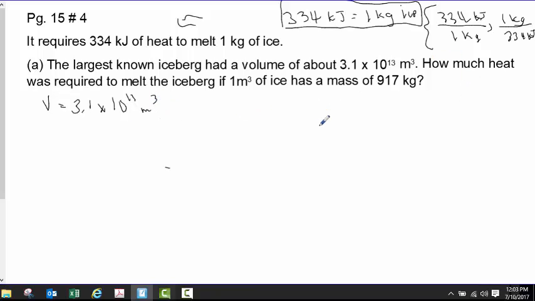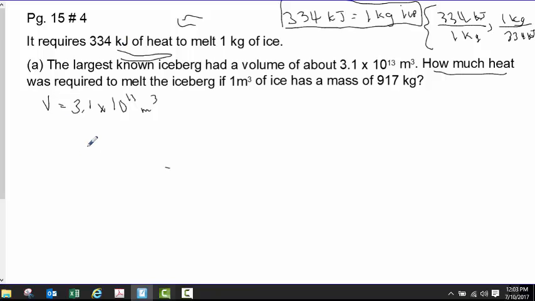How much heat is required to melt the iceberg if 1 cubic meter of ice has a mass of 917 kilograms? Okay, well, again, let's unpack this. The question is saying how much heat. So what we want from this question is to figure out how much heat. What units are we using for heat here? Let's go back up here for a minute. We're using kilojoules as a unit to measure heat.